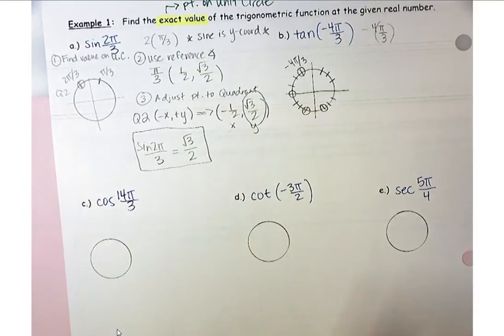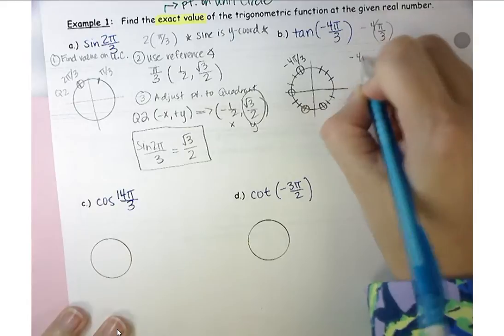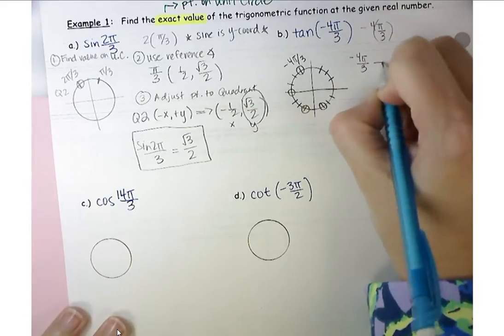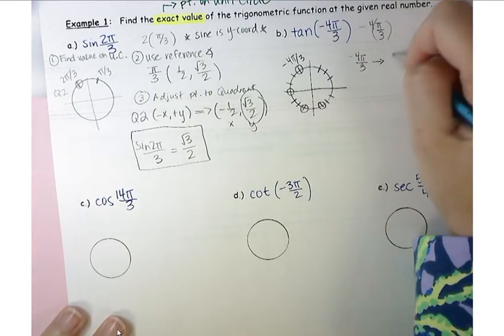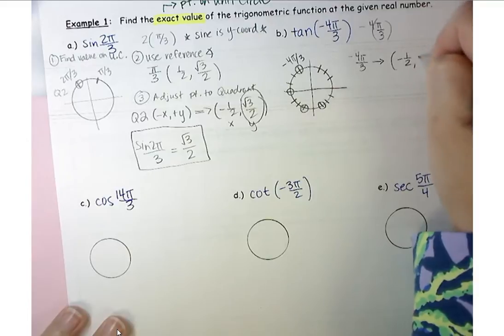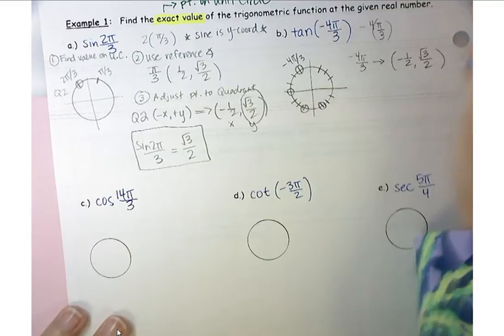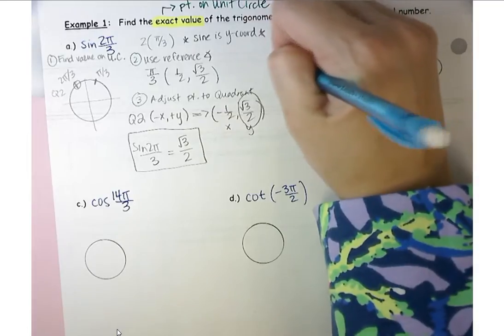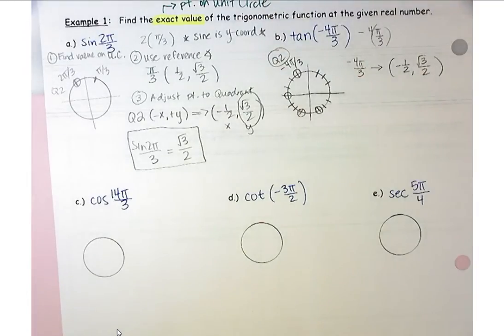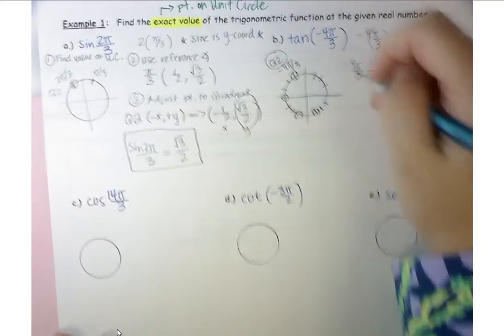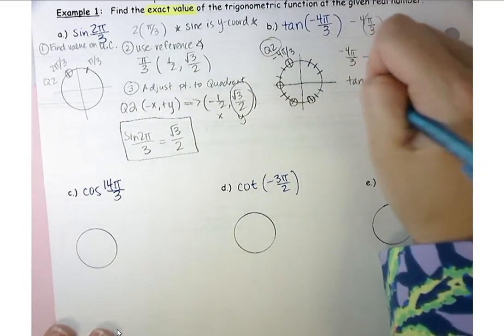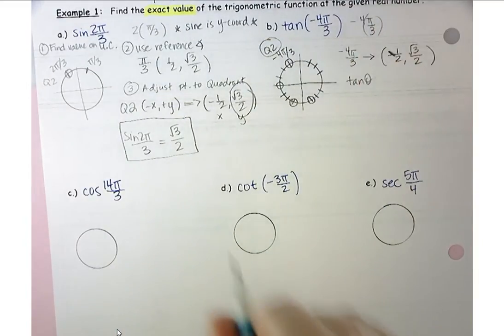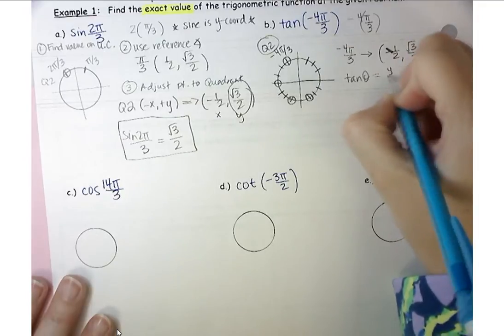Okay, so at -4 pi over 3, we're actually at the same point where we were before. So we're at -1/2, root 3 over 2. That's the same thing that we had here, in quadrant 2. So now I'm trying to find the tangent. So we know that the tangent is going to be y over x.